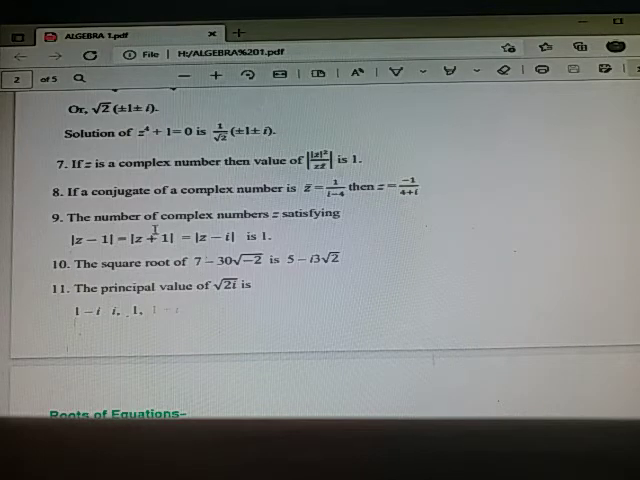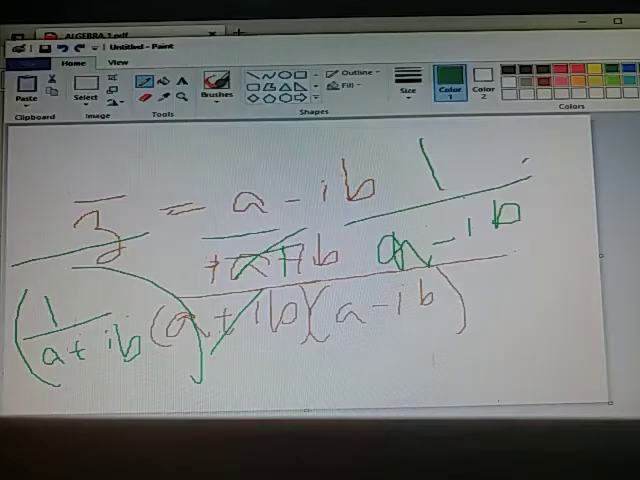Then this one, the number of complex numbers z satisfying this. So in this you see, modulus of z minus 1 equal to modulus of z plus 1 equal to modulus of z minus i. It means what? z is a complex number, and this one is 1, this is minus 1, then this is i. So these are some points here.